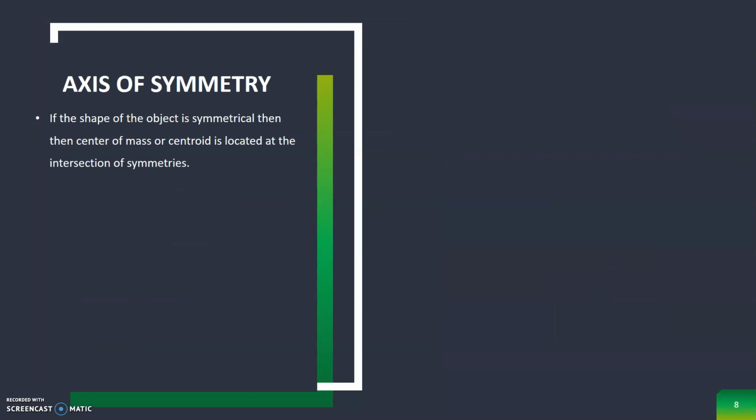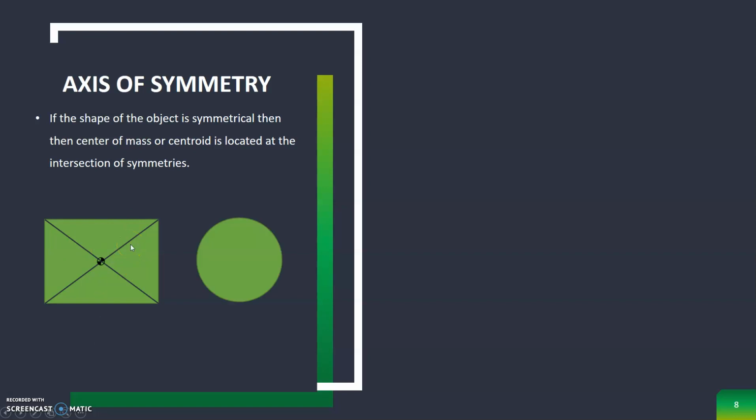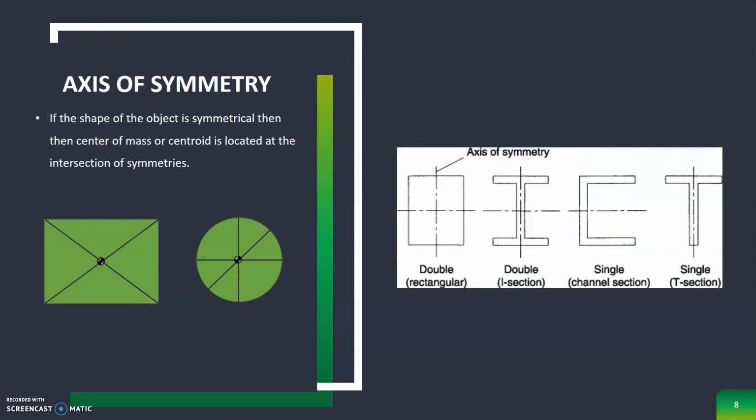Now, axis of symmetry. If an object has symmetry, then the centroid will be located at the intersection of the axes of symmetry. So if you're a square, you just take your lines of symmetry, cut it along them, and there's your centroid. If it's a circle, you can draw multiple diameters across, and the centroid is located in the center. We can also do, for instance, rectangles, and I-beams, where the centroid is located right here in the middle.